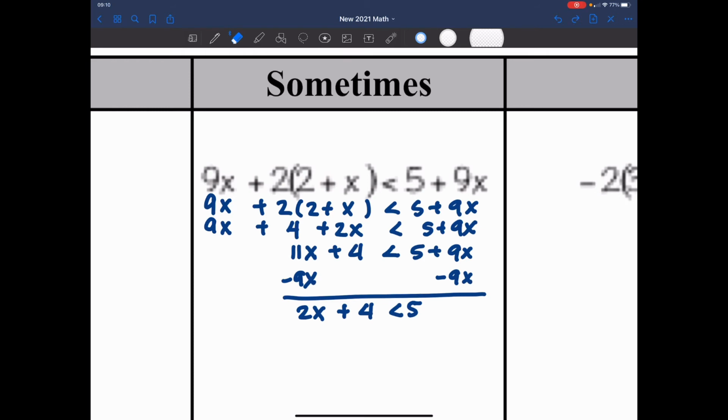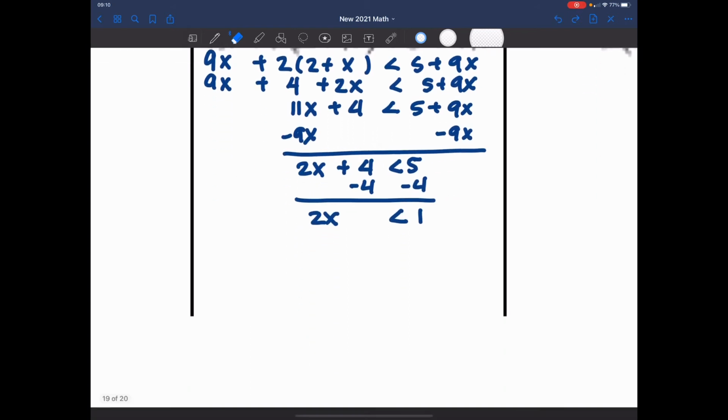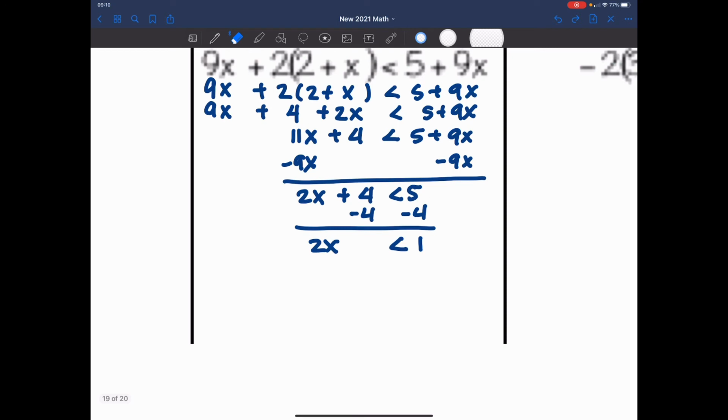I'm going to solve for x, so I'm going to subtract 4 from both sides. So I get 2x is less than 1. And I divide both sides by 2. So 2x divided by 2 is less than 1 divided by 2. So x is going to be less than 0.5. So this is a situation where it's all real numbers less than 0.5.